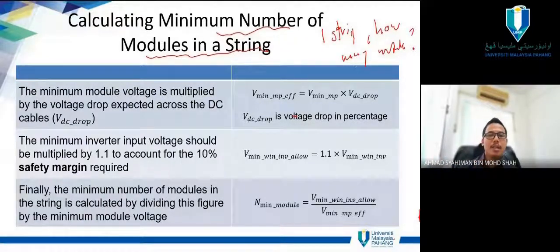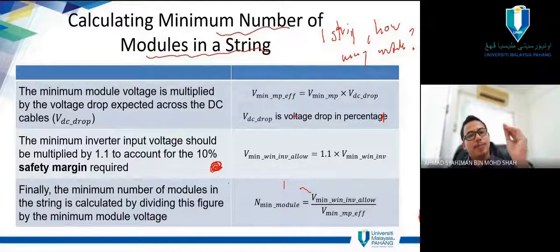Okay. There's three parts here. Let's go for the second one. Boleh, kita pergi yang second. Okay, kita buat sekejap. The minimum inverter input voltage should be multiplied by 1.1 to account for the 10% safety margin required.